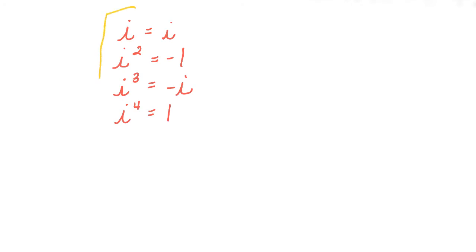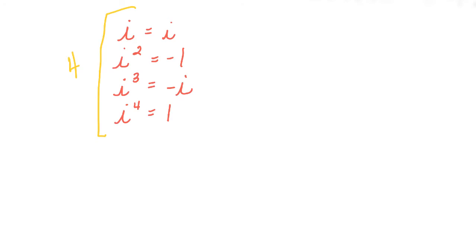We do have a little pattern in the midst of our imaginary numbers. So we need to know that i is going to equal i. i squared, we learned, is equal to -1. i cubed is equal to -i. And i to the 4th is equal to 1. All i's go in series of 4.